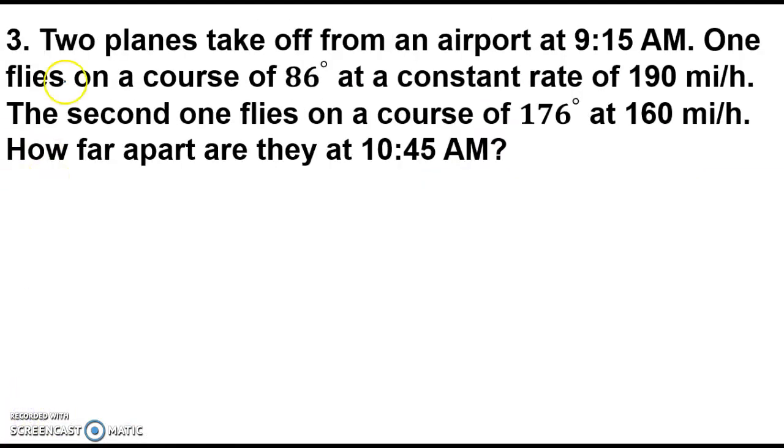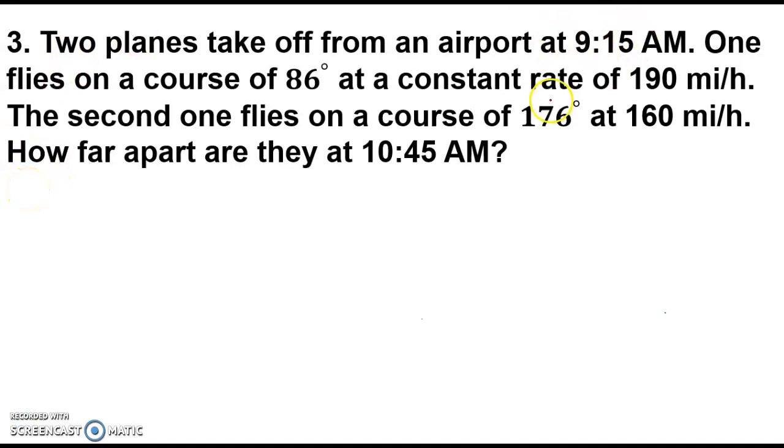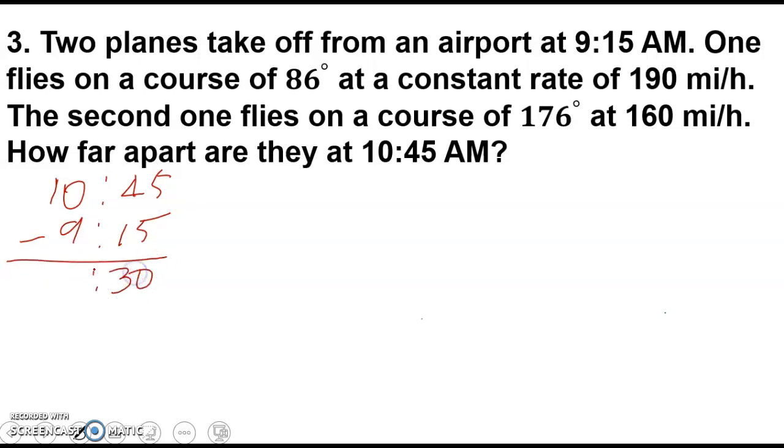Okay, next, two planes take off from an airport at 9:15. We have a bit of background work to do here first. We're going to find the time it took both of them first. 10:45 minus 9:15 is going to be 1 hour 30 minutes, which is 1.5 hours. Well, we want it to be in hours because our rate is in miles per hour. We want them to be in the same unit.